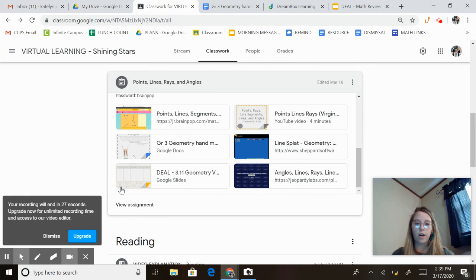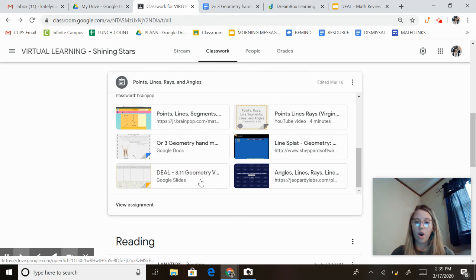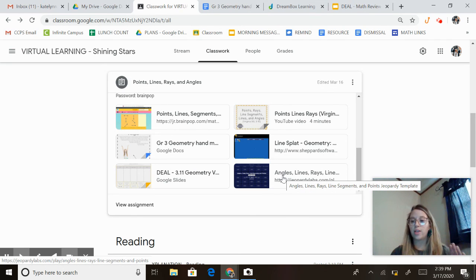You can also work on this Line Splat game, a drag and drop for lines, rays, angles, and points, and then also a Jeopardy game that you can work on at home. Again, all ways to begin thinking about this skill before we come back and hopefully cover it while we're in school.